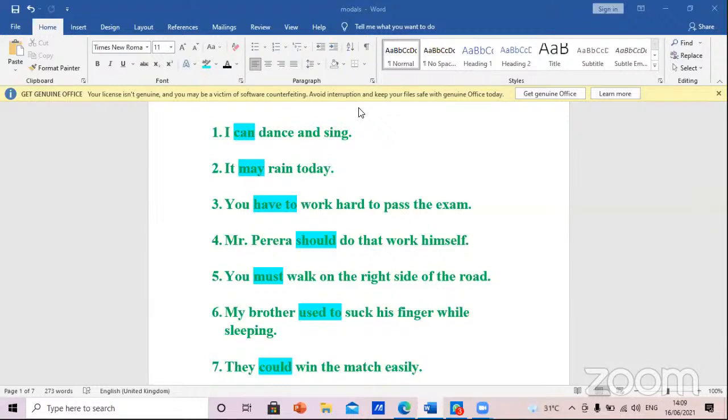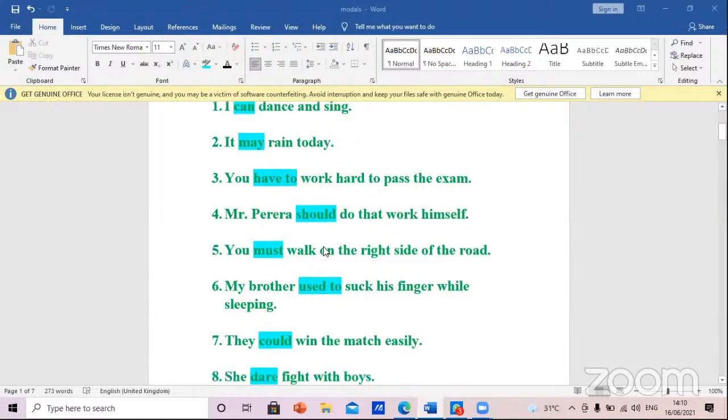Then, Mr. Pereira should do that work himself. Have to is stronger than this should. Should means kala yutui, have to means siddha vena. If we talk about the Sinhala meaning, then we can easily understand. That's why I tell in Sinhala also. Have to means siddha. Should means kala yutui. Mr. Pereira should do that work himself. Nobody will help him.